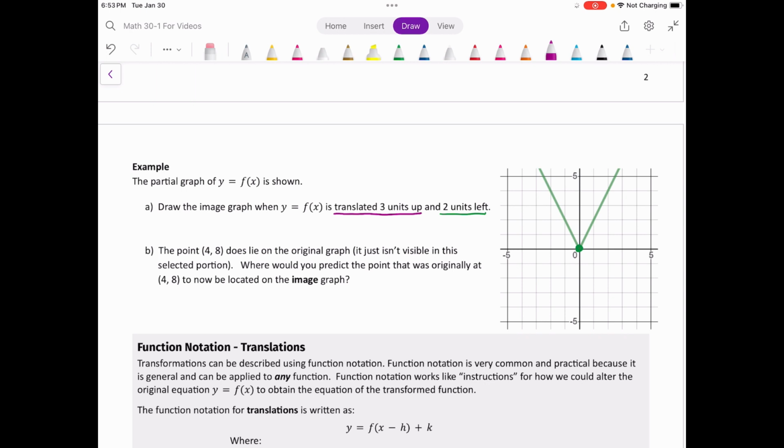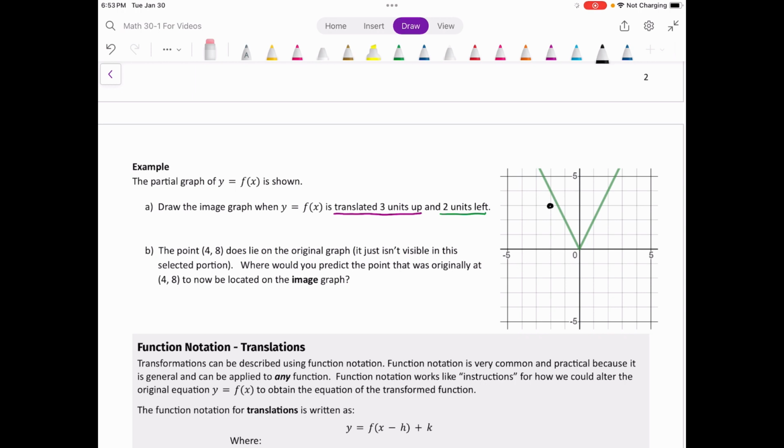I'm going to take that point that started out at 0, 0. Let me slide it, translate it 3 units up, and then 2 units left. That new point is now going to be right there. Right? That's the new vertex of this. Looks like an absolute value function, right? What did I do? I moved it 3 up, 2 left. Okay, there's a new point, what we would call an image point.